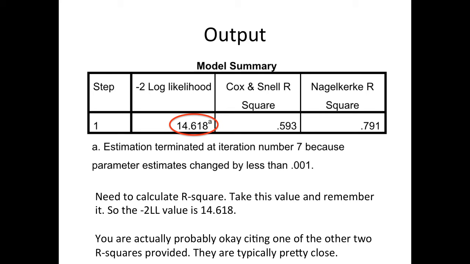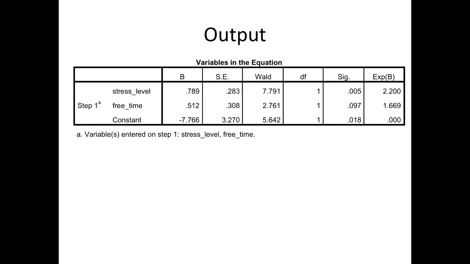So we're going to write down that 14.618 value. That value is going to come back in a moment. But let's go on to the next table, because you actually need this table, the variables in the equation, one of the last tables to appear in SPSS in the output. This table is actually going to help you calculate the R square value. But before we calculate the R square value, we need to see, hey, which one of these is significant? We have stress level thrown in as a predictor and free time. So let's look at this table.